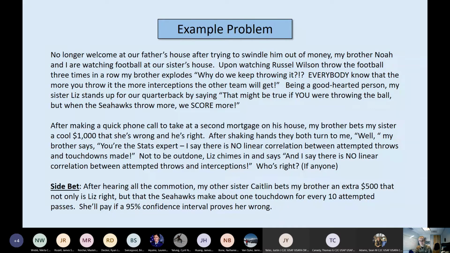And so basically what this is asking you to check here on the first one is that my brother is claiming that there is no linear correlation between attempted throws and touchdowns made. Whereas my sister is claiming that there is no linear correlation between attempted throws and interception. So that represents two separate hypothesis tests. So whether you are interested in trying to prove my brother wrong or my sister wrong, I am equally happy on either. And so what I would ask is to see if you can set up the hypothesis test for one of those and work it all the way through.